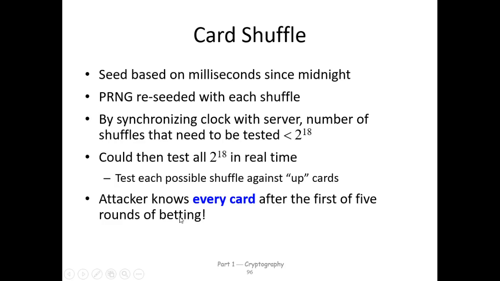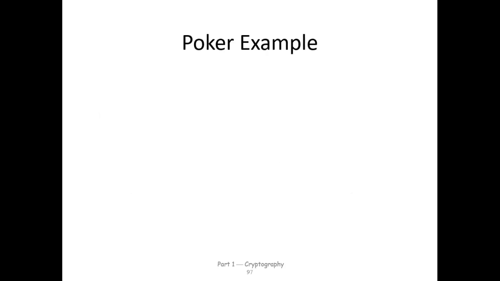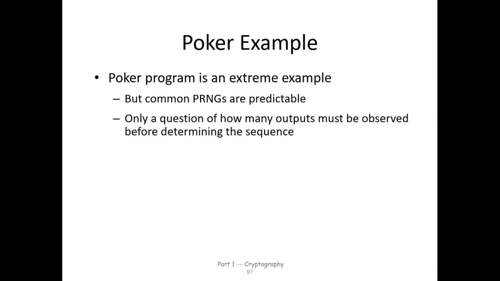Here the attacker knows every card after the first of 5 rounds of betting. So while designing the algorithm, we need to be very careful that we produce the maximum randomization. In such possibilities, the attacker knows every card after the first of 5 rounds of betting. That is the poker example.